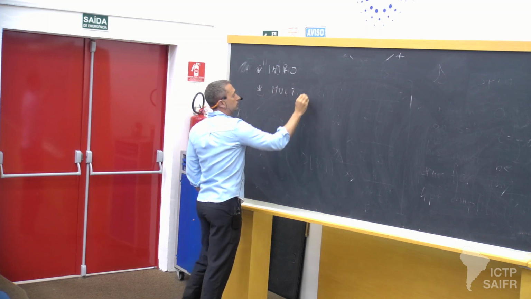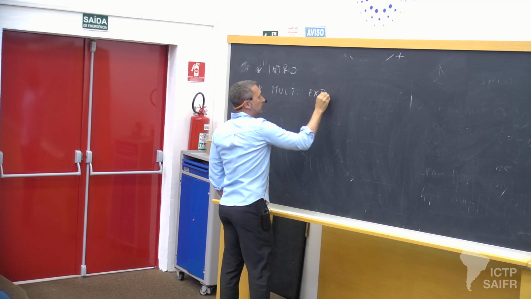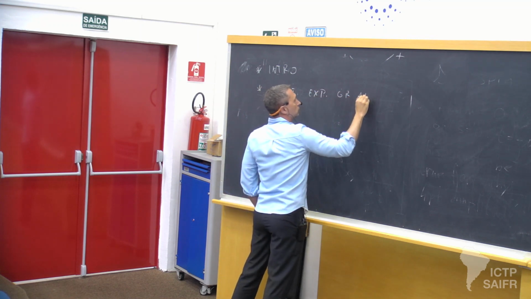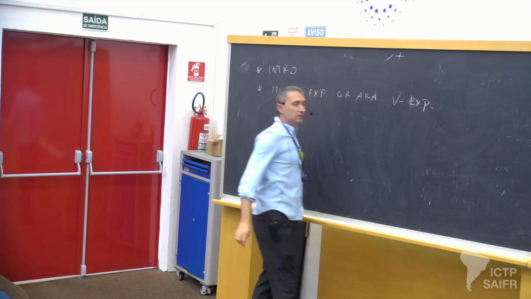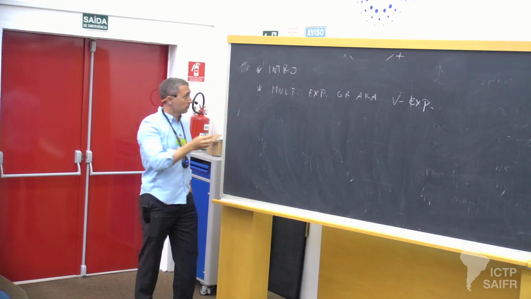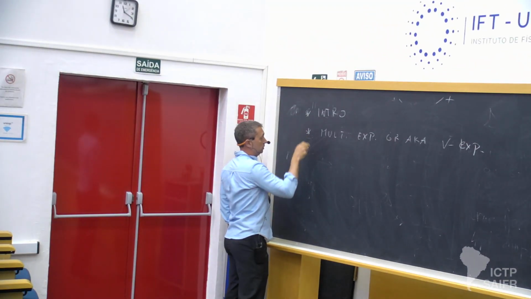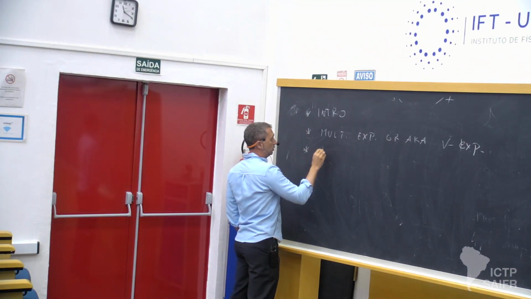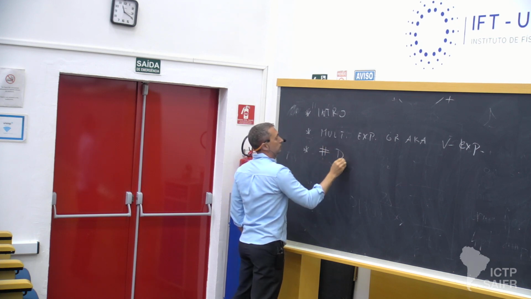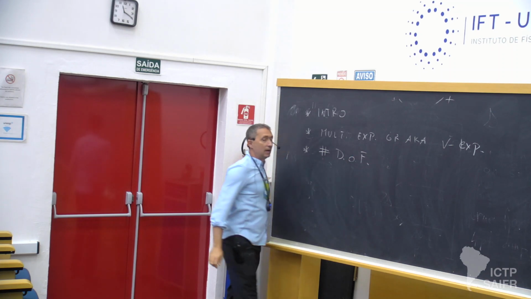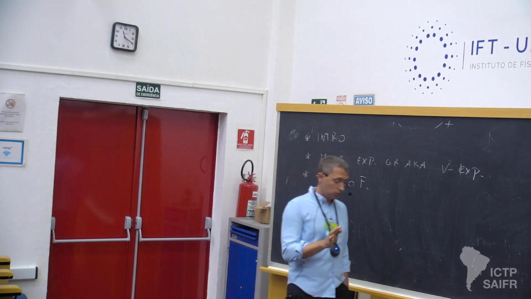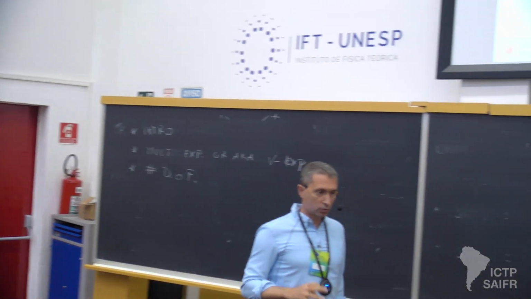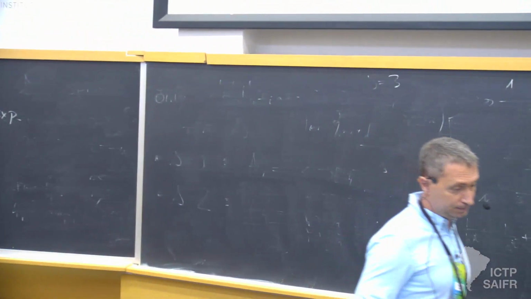multipolar expansion in GR. And I will demonstrate that it's a v expansion. Then I will have to tell you about the counting of the degrees of freedom, how we do the counting of the degrees of freedom in general relativity, and I will do it in two different ways, one more formal and one more artisanal.